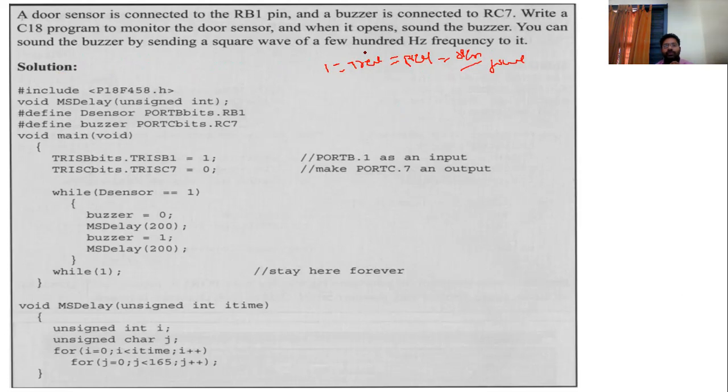A square wave of a few hundred hertz frequency is some signal you may send to that buzzer. The buzzer works on an analog signal, so you are sending some analog signal. Here you give a square signal to turn the buzzer on or off.